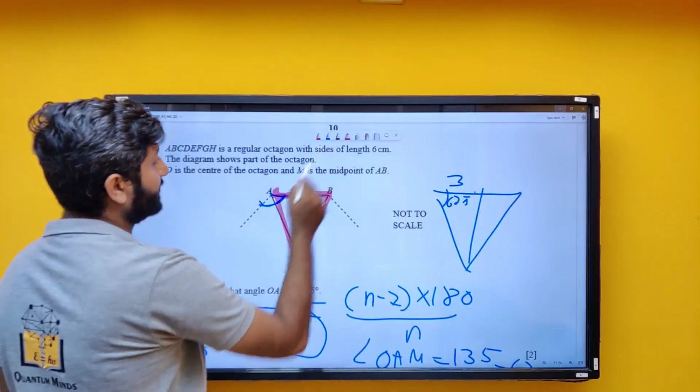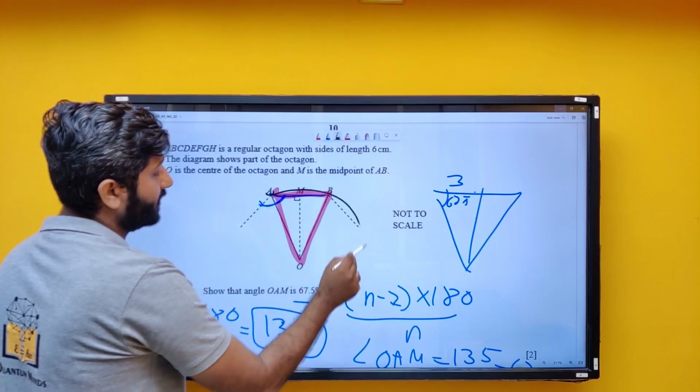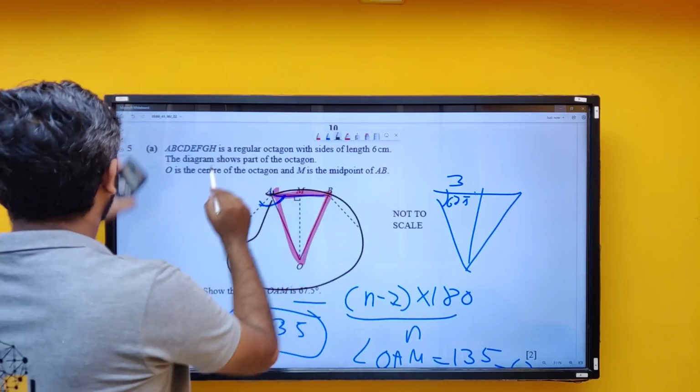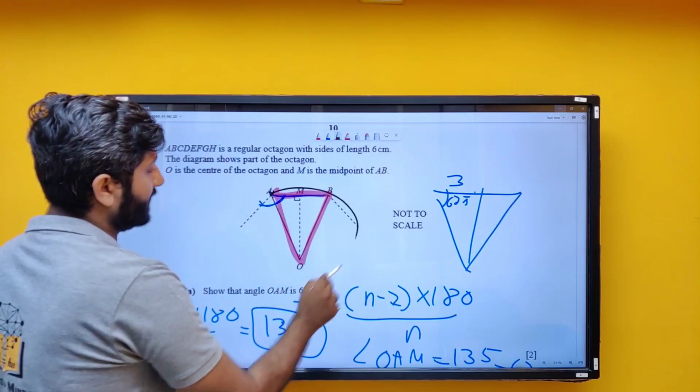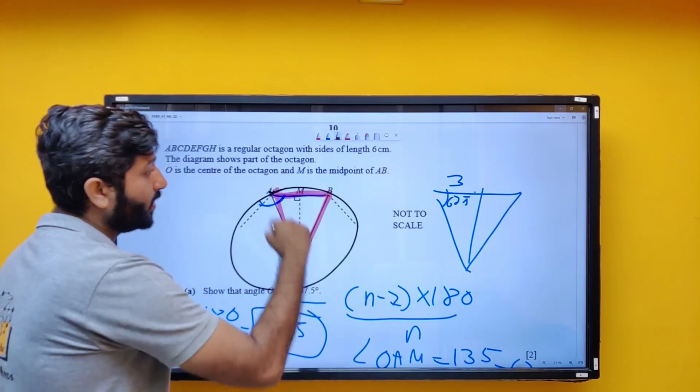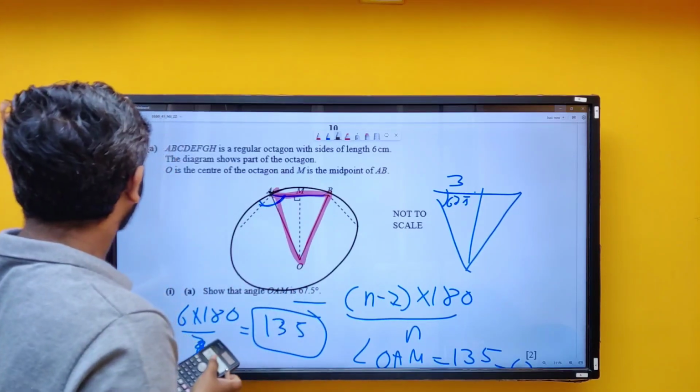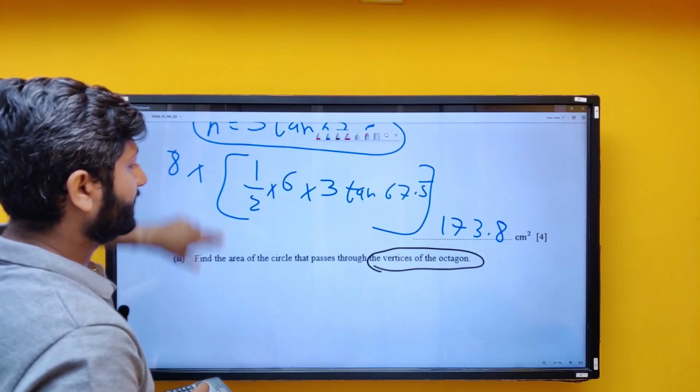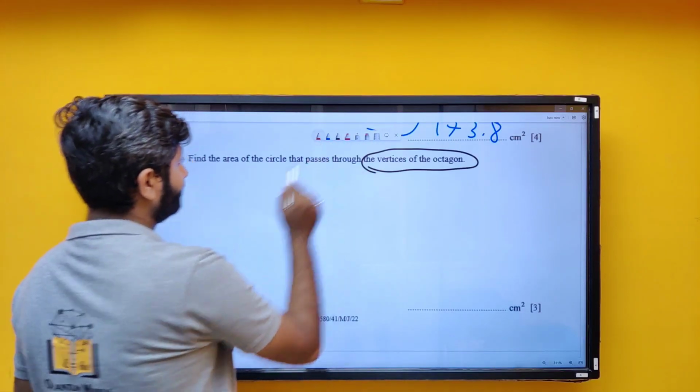The circle will be something like this, right? The circle is passing through the vertices of the octagon. So this OA forms the radius, right?